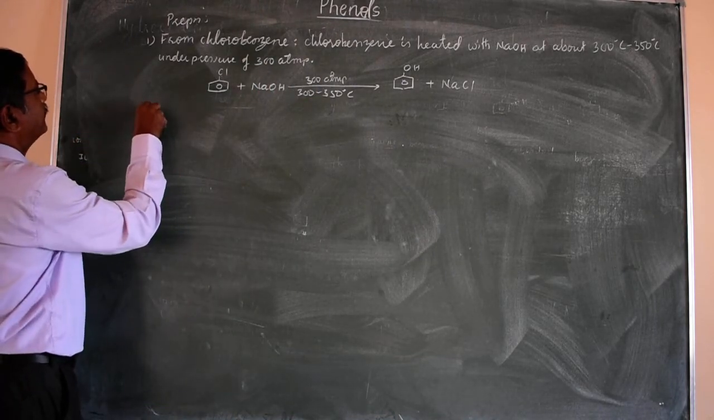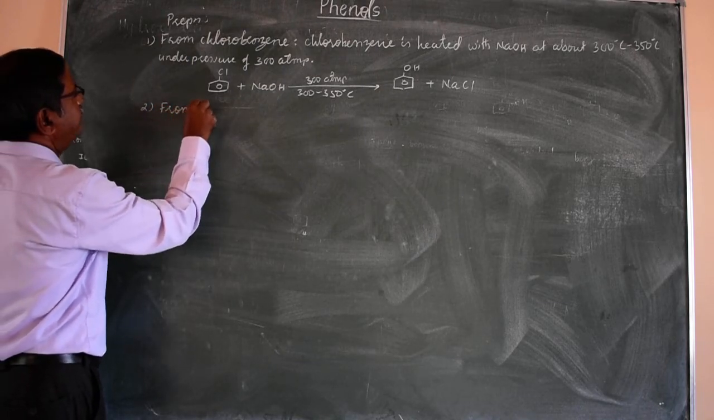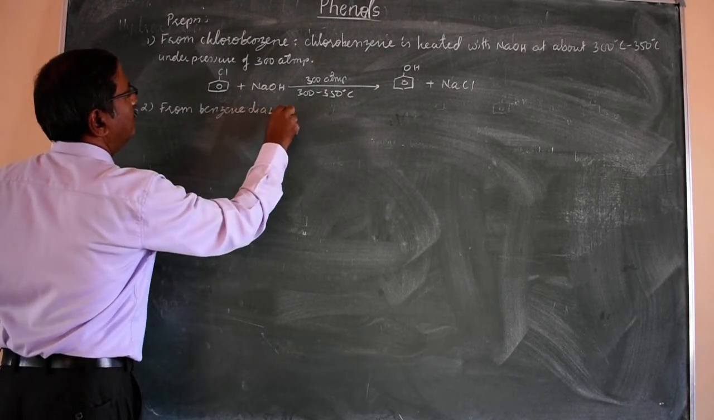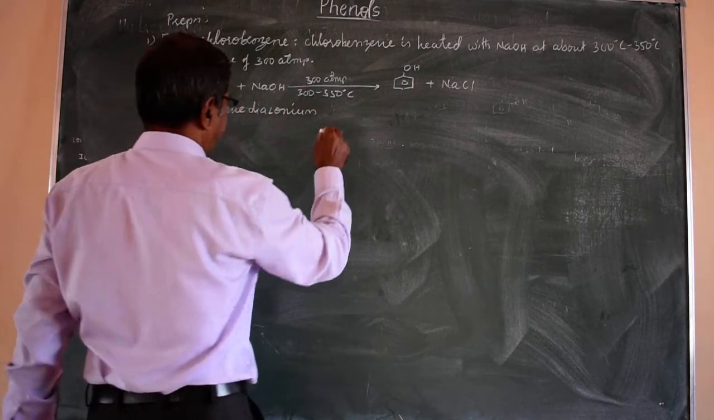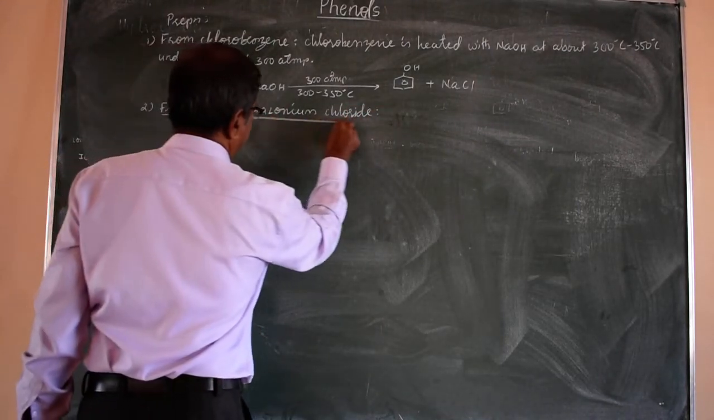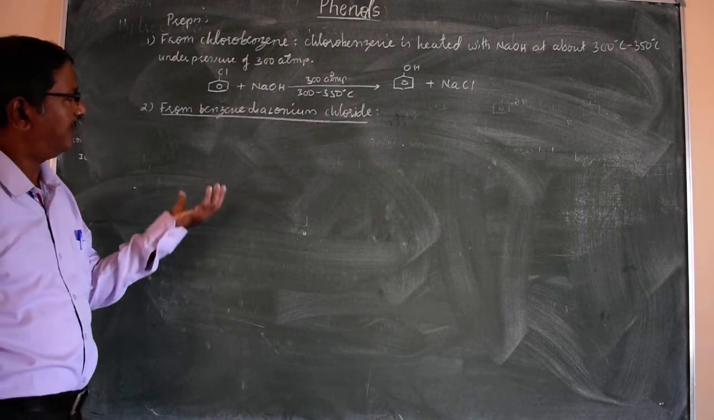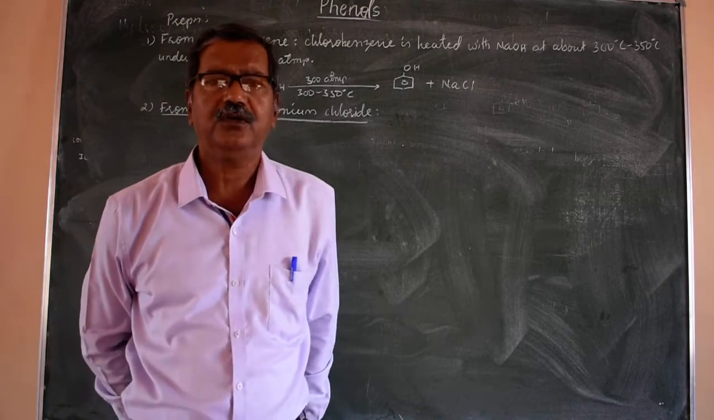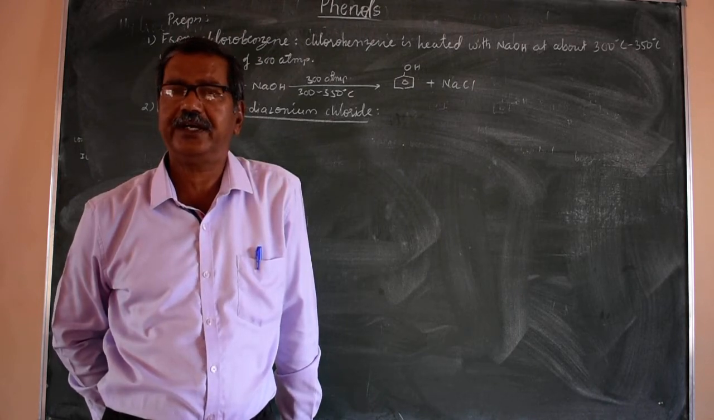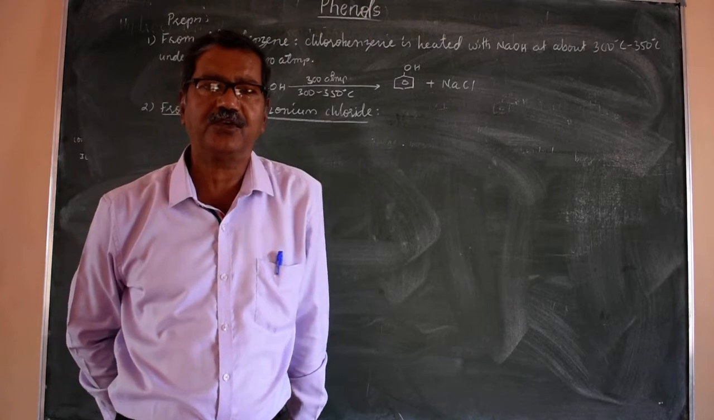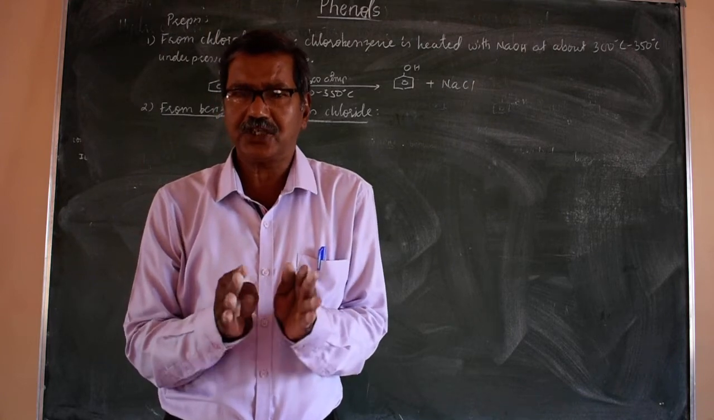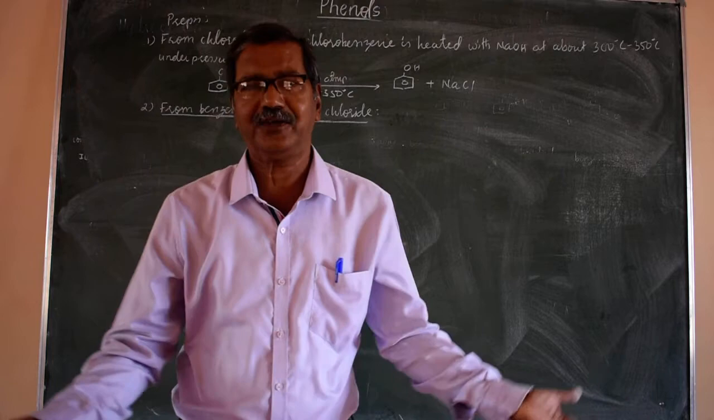Second method, from benzene diazonium chloride. We are studying benzene diazonium chloride in the preparation of chlorobenzene. In the chlorobenzene preparation, you are heating benzene diazonium chloride with concentrated HCl in presence of cuprous chloride catalyst. Well, here a simple aqueous solution of benzene diazonium chloride, on heating directly, is a simple method.